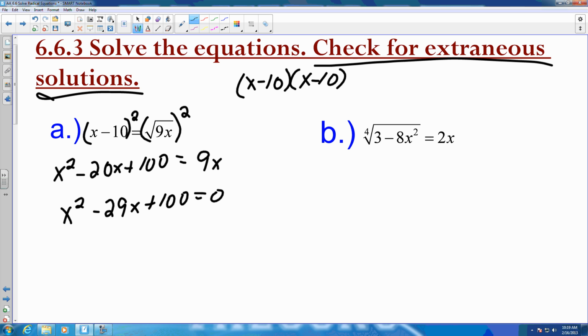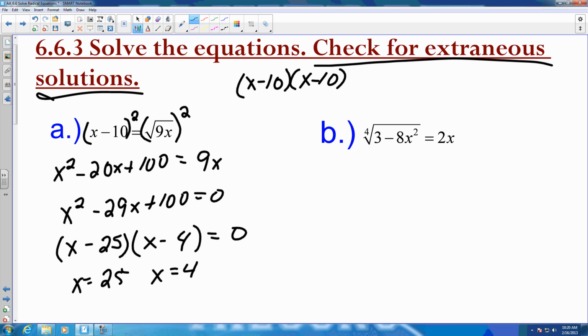From here, you can do one of two things. You can reverse FOIL, or you could use the quadratic equation. I've noticed that I can use reverse FOIL here. So I'm going to say x and x. My plus 100 tells me that my signs are going to be the same. My b tells me that they're both going to be negative. And the two values that will help me solve this problem are 25 and 4. So using the zero product property, I can say x equals 25 and x equals 4.